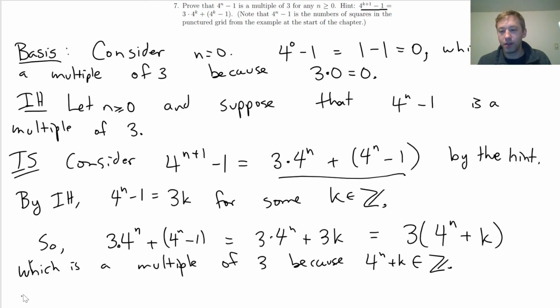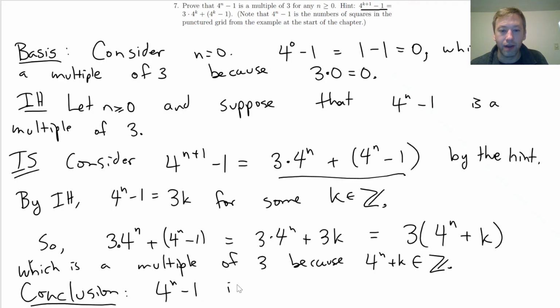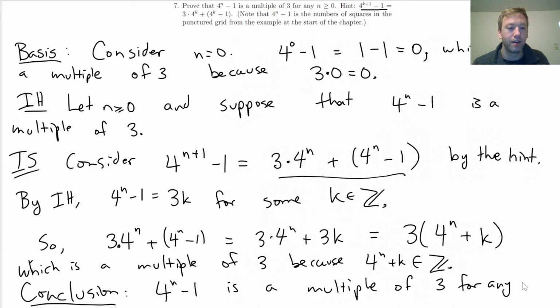Okay, so conclusion, we just restate what we proved. 4 to the n minus 1 is a multiple of 3 for any n at least 0.